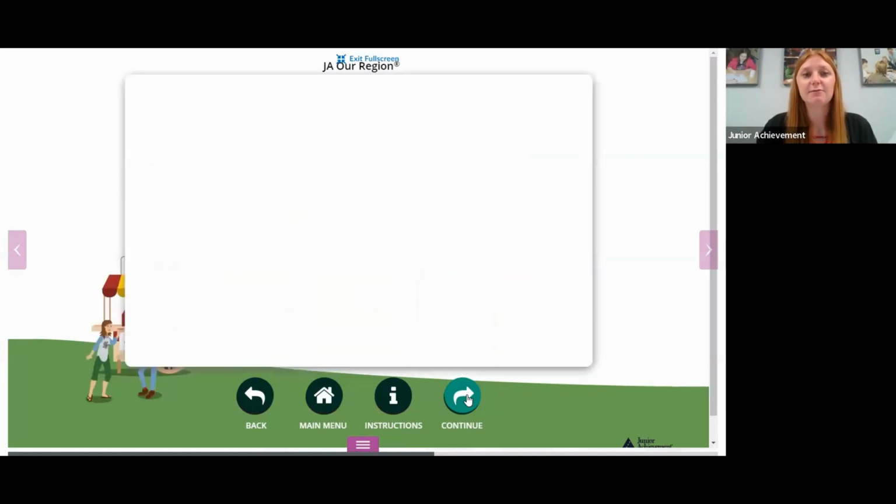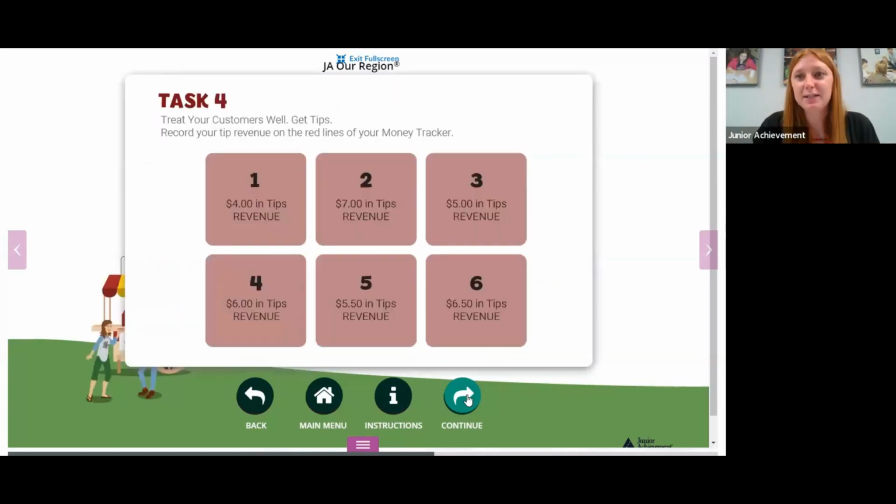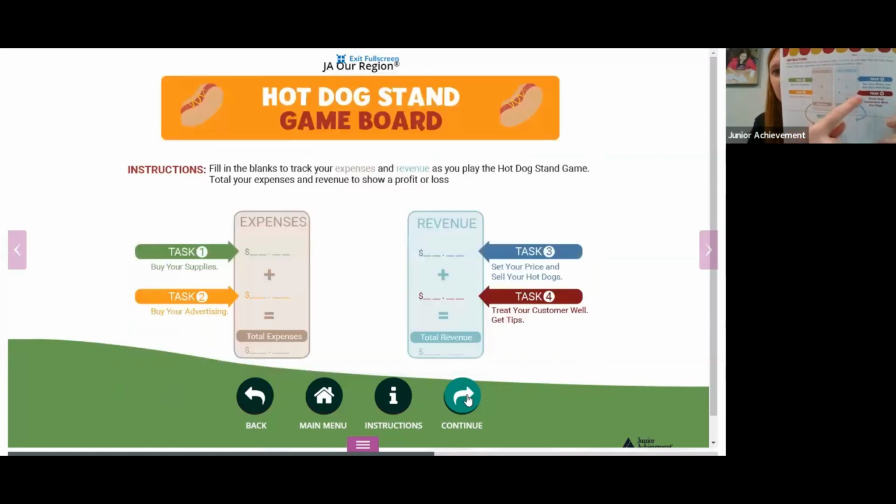Then on to task 4. I get to have tips from my customers, right? Because I have good service. So let's say I roll a 3 and I have $5 in revenue. I'm going to find my red task 4 and put down $5. Then I'm going to pause again and add up my revenue. So if I had $30 for hot dogs and $5 for good tips, I now have $35 in revenue. So once you're done with task 4, the whole top part should be done.